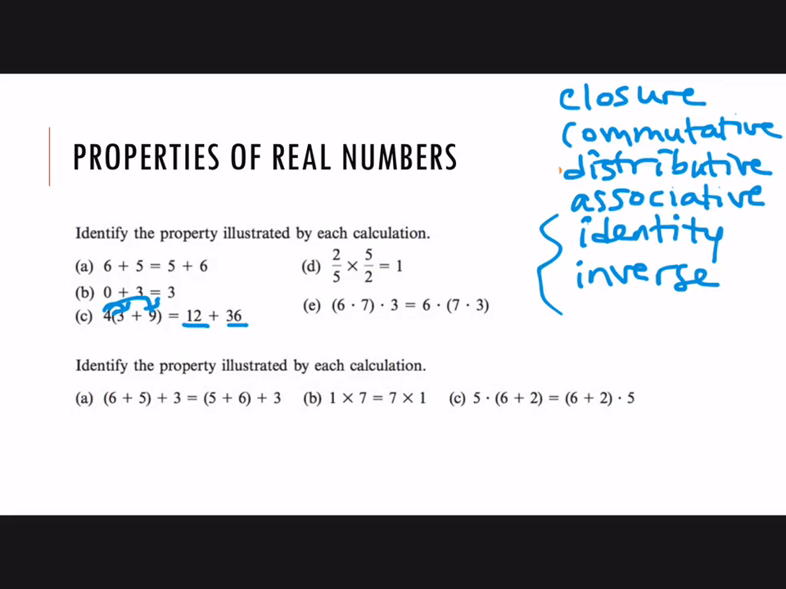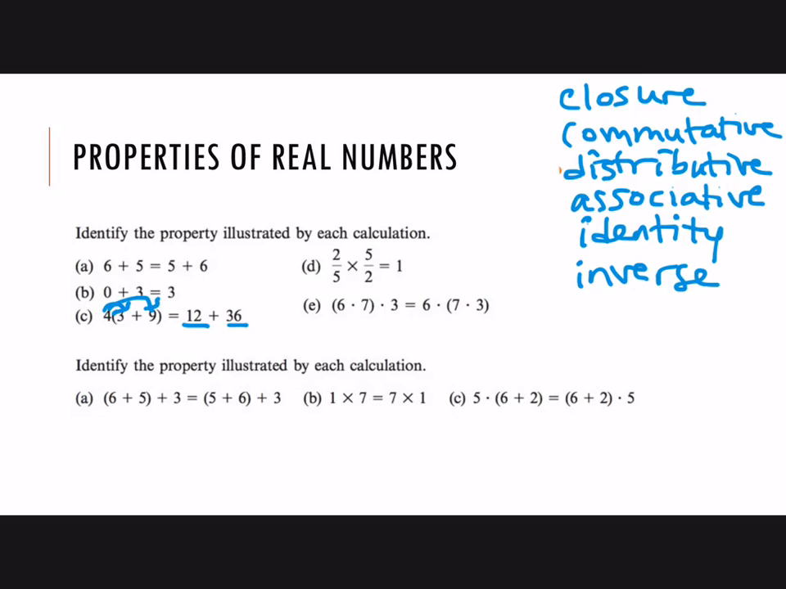Okay, and then in part E, some people will jump and say, let's see, distributive here, if you see the parentheses. There are a few that involve parentheses, so look carefully on these. And notice what's different. I see 6, 7, 3, 6, 7, 3, they're all in the same order, so it's not the commutative property. I don't see actually anything being distributed. I don't see like a 3 times 6 and a 3 times 7 or anything like that.